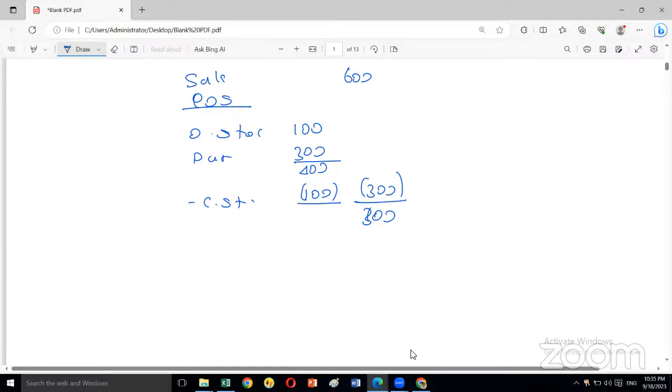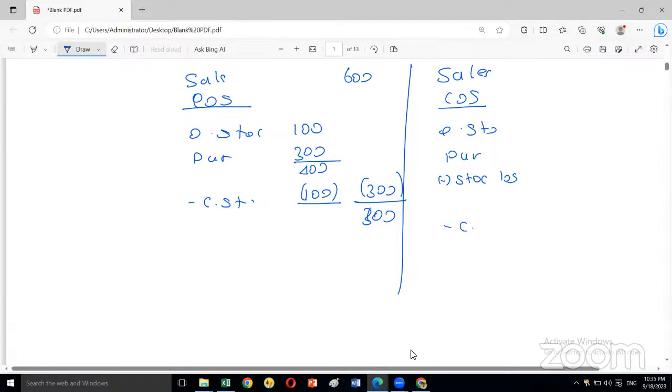300,000 is the what to the gross profit. Now see the second situation. Sales, cost of sales, opening stock, purchase. From that, I am going to minus the stock loss. After that, I am going to minus the closing stock.